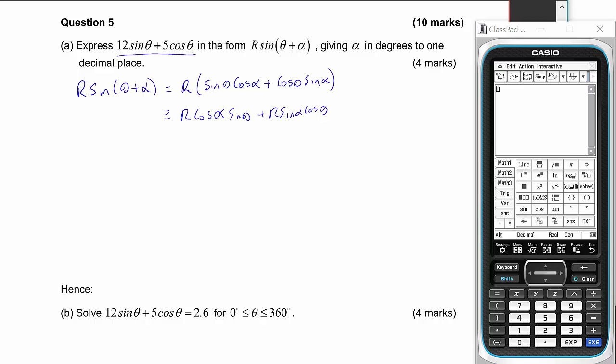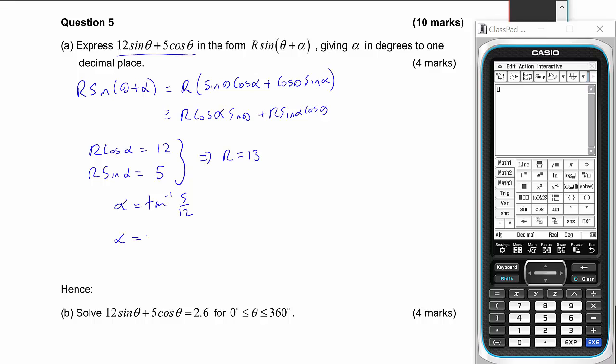So comparing with this, we have r cos alpha is equal to 12 and r sine alpha is equal to 5. On 12 and 5, we know the relationship there. That's going to imply that r is 13. It's just a 5, 12, 13 triangle. And then alpha is going to be the inverse tangent, so sine over cos, so of 5 over 12.